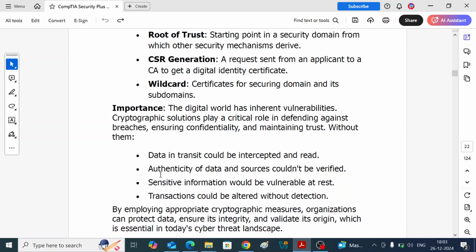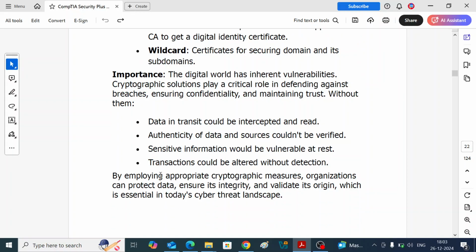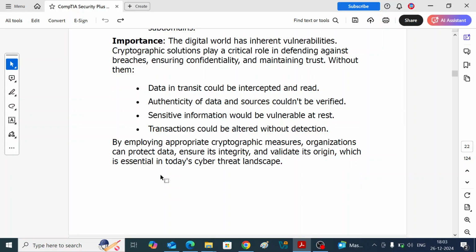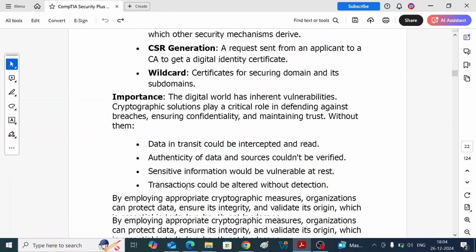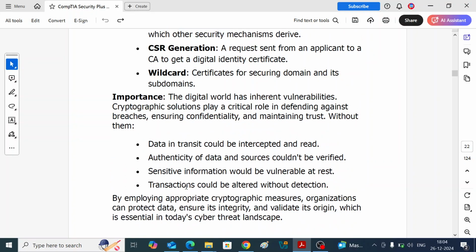Importance: the digital world has inherent vulnerabilities. Cryptographic solutions play a critical role in defending against breaches, ensuring confidentiality and maintaining trust. Without them, data in transit could be intercepted and read, authenticity of data and source could not be verified, sensitive information would be vulnerable at rest, and transactions could be altered without detection. By employing appropriate cryptographic measures, organizations can protect data, ensure its integrity, and validate its origin, which is essential in today's cyber threat landscape. This is the importance of cryptographic solutions.